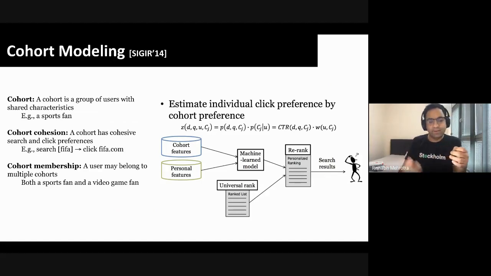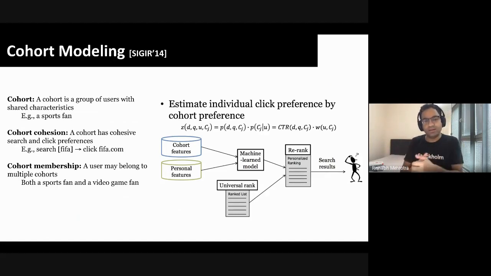Users can belong to multiple cohorts. You can, of course, be both a sports fan and a video game fan. And a cohort has some cohesiveness: if people in this cohort search for FIFA, then most likely they click on FIFA.com, versus if people in some other cohort search for FIFA, they click on something else. So you can use a lot more insights from the group of users you are with to better do re-ranking and personalization of results in search.